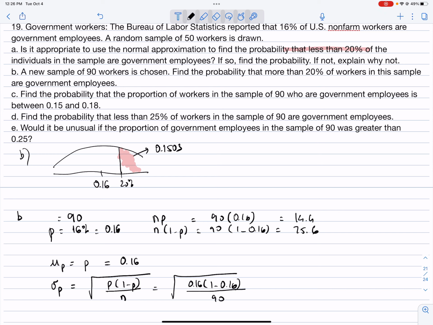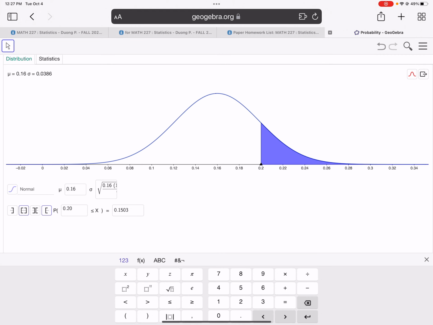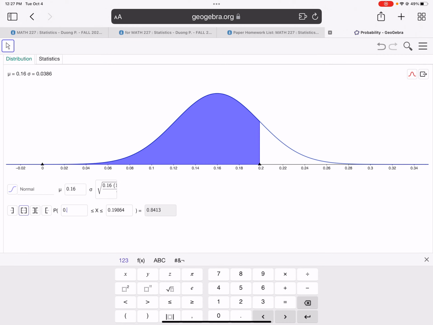Part C, find the probability that the proportion of workers in the sample of 90 who are government employees is between 0.15 and 0.18. So for part C, 0.16 is in the middle, 0.15 is on the left, 0.18 is on the right. We want the area in between. Okay, so I will click on between, and then I put in 0.15 and 0.18. And we read the answer is 0.2997.